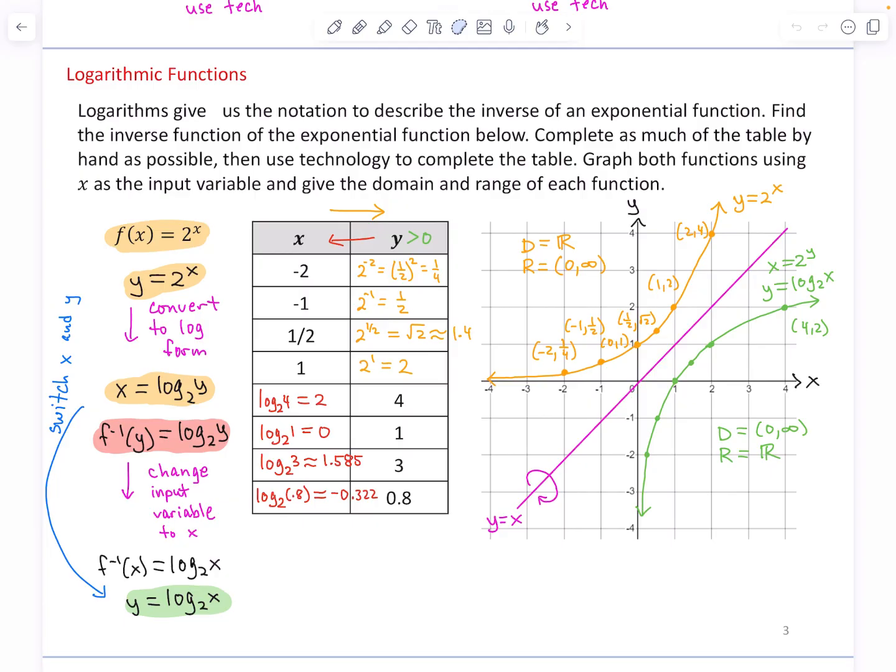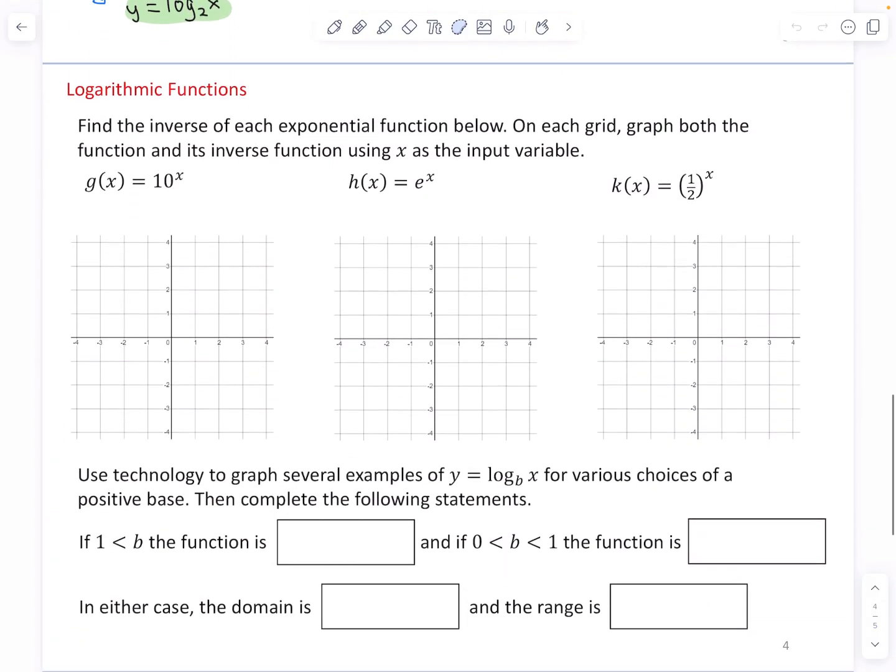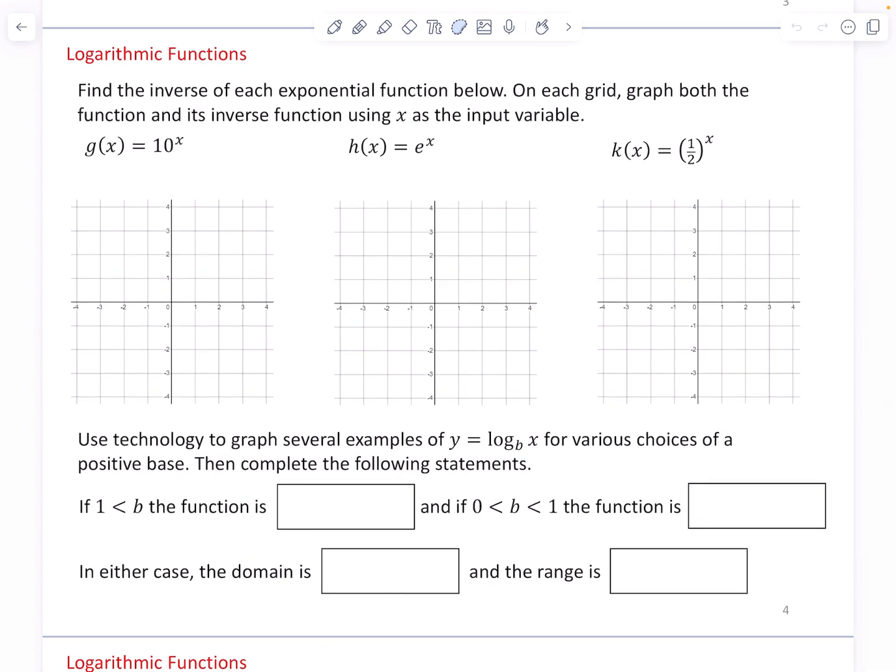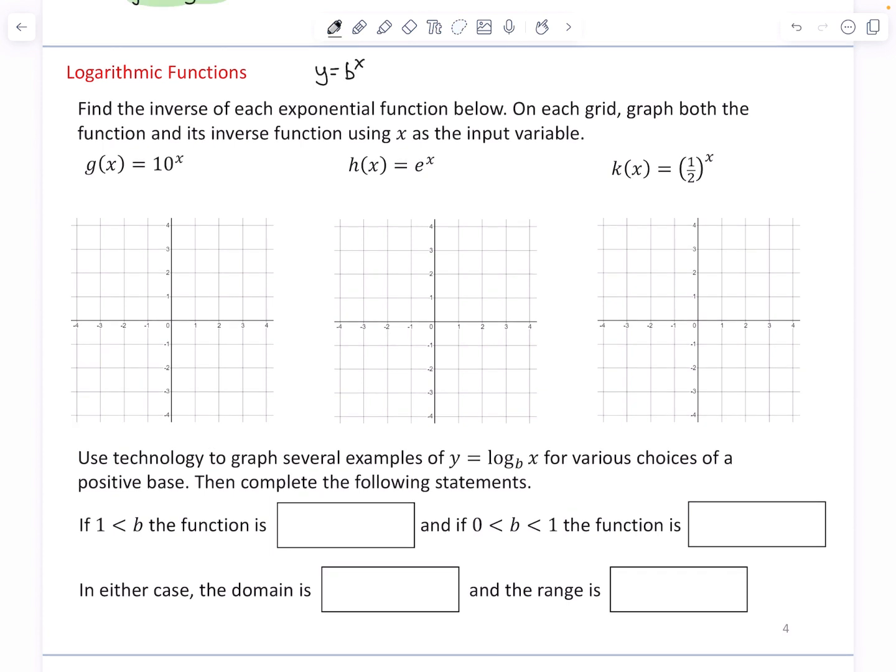Okay, let's go to the next page. Find the inverse of each exponential function below. On each grid, graph both the function and its inverse function using x as the input variable. If you begin with an exponential function y equals b to the x, then solve for x, then switch the variables, then put in exponential form. Now these first two are equivalent to each other and produce the same graph, and these second two are equivalent to each other and produce the same graph.